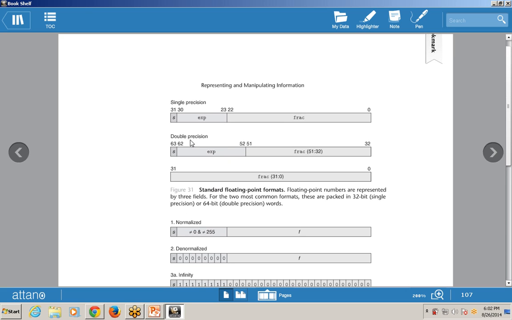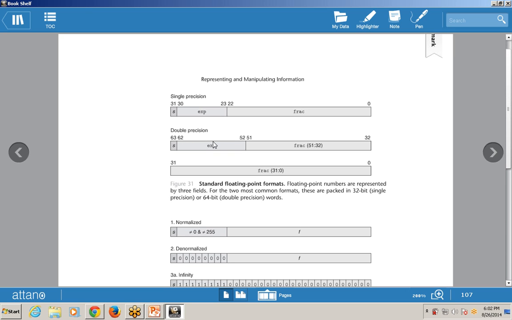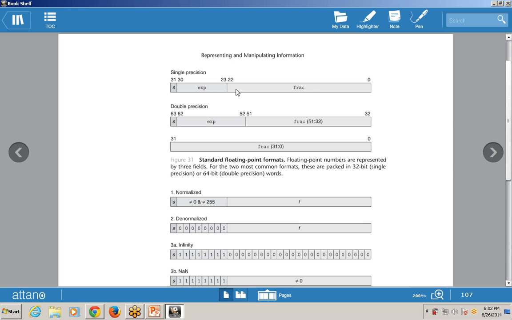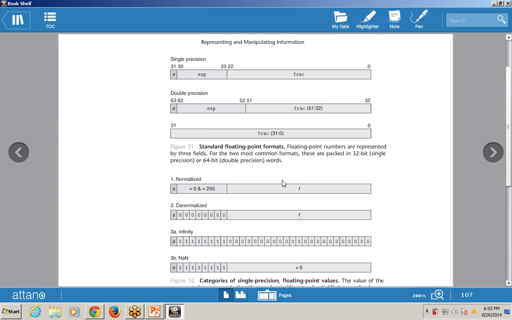This is single precision and this is double precision. This is the exponent part, fraction part, exponent part, and fraction part.